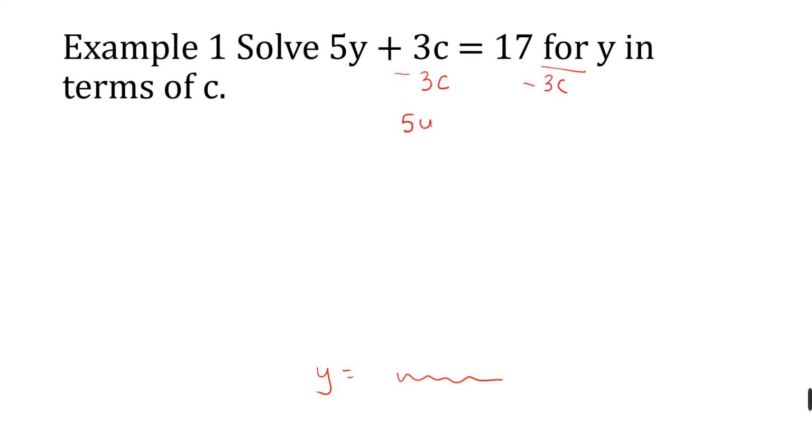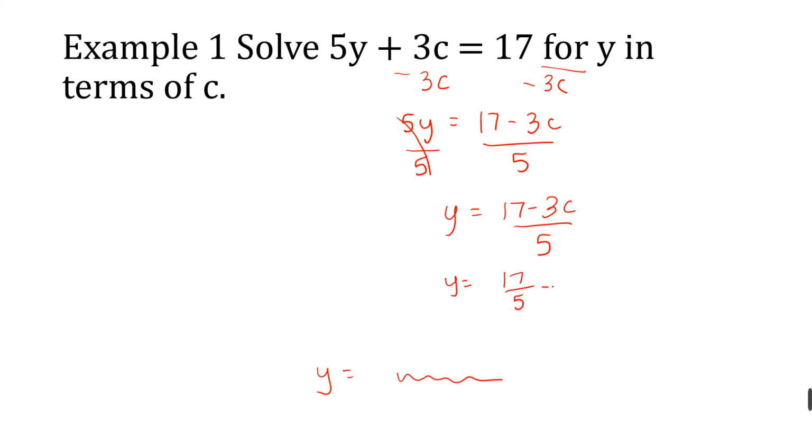So 5y equals 17 minus 3c. And if you would like to write the right-hand side as negative 3c plus 17, that's fine too. It's not required. We'll divide both sides by 5, cancel the 5s, and we get y equals, and again, I will work to separate the fractions, 17 minus 3c divided by 5. So I'll rewrite this as 17 fifths minus 3 fifths times c. And that's how we usually write a fraction like that.